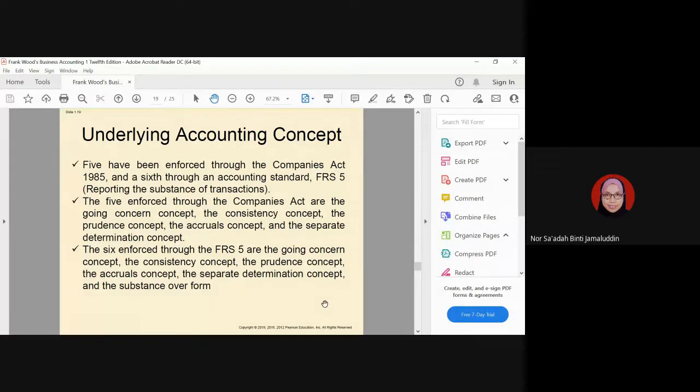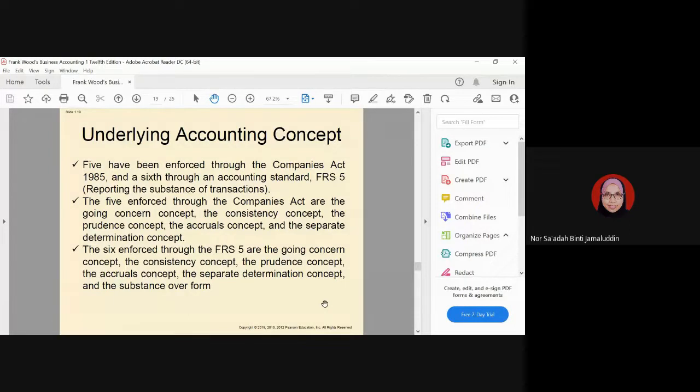The Companies Act enforces 5 accounting concepts, which are the going concern concept, the consistency concept, the prudence concept, the accrual concept, and the separate determination concept. This is referred to the Companies Act. If you refer to FRS 5, the accounting concepts are the going concern concept, same as the Companies Act, the consistency concept, also the same, the prudence concept, the accrual concept, and the separate determination concept. All the first 5 are the same as the Companies Act, but FRS 5 also has the substance over form accounting concept.